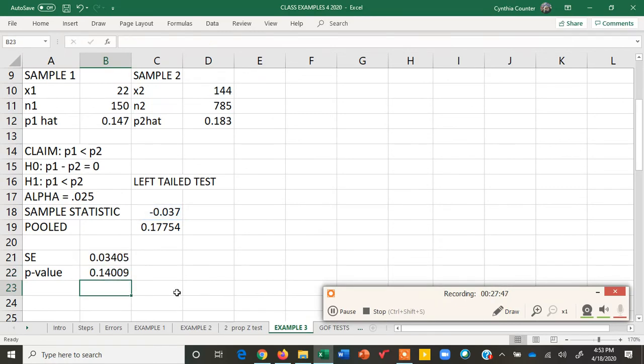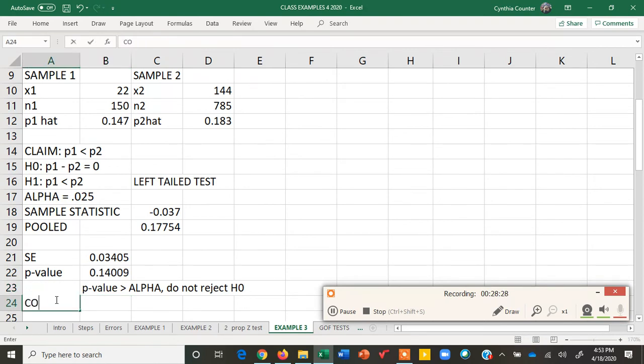0.14. Okay. Again, this is a large p-value. It's a lot bigger than 0.025. So the decision is p-value is greater than alpha. So what we're going to do is do not reject the null hypothesis. So again, we are supporting it, but it's a weaker support than if we had rejected it and supported the alternative. That would be a stronger support. So we do not reject the null, okay?